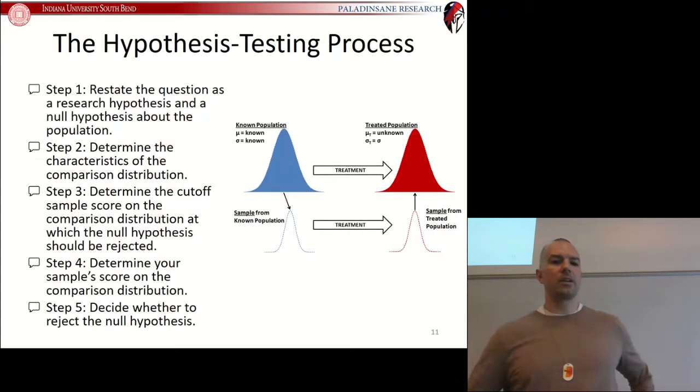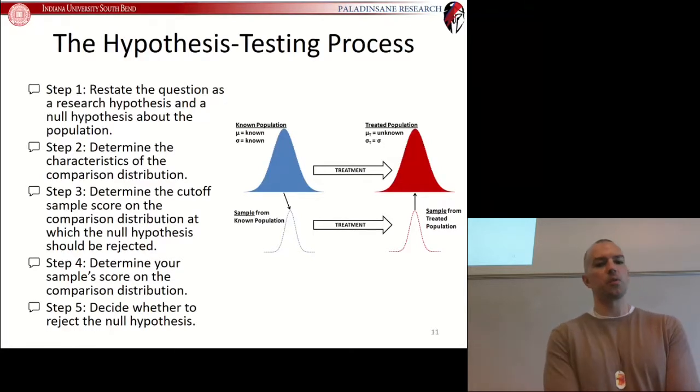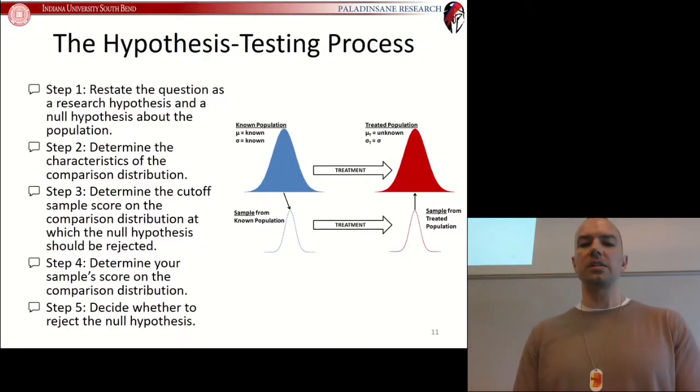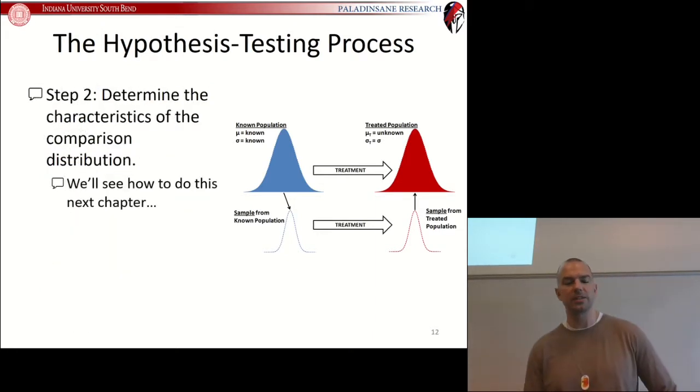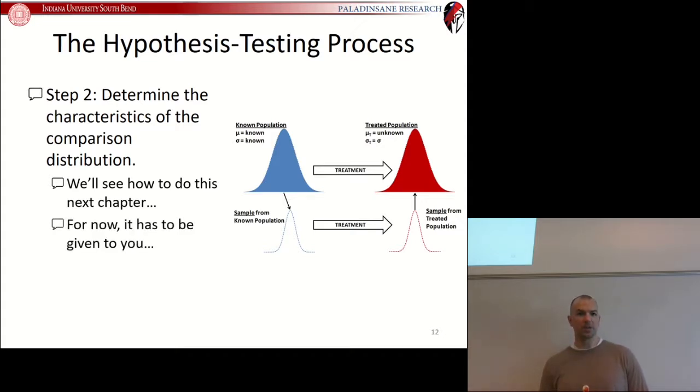All right, so again, we've covered steps 1 through 5. You know how to do step 1, step 3, step 4, and step 5. And we were promising all the time that you would see how to do this in the next chapter, determine the characteristics of the comparison distribution. Well, the next chapter is going to be right now. So we're going to learn how we calculate the mean of that comparison distribution and how do we calculate the standard deviation of that comparison distribution.